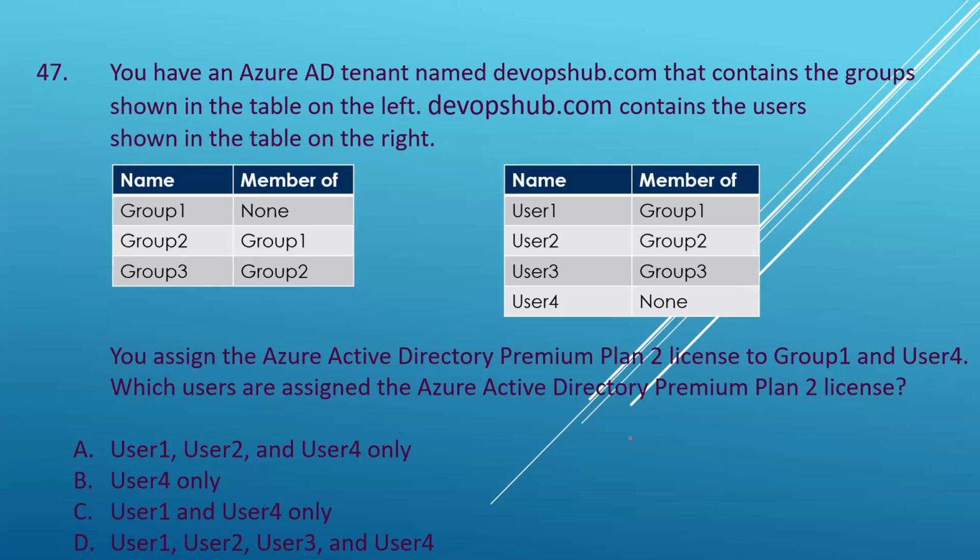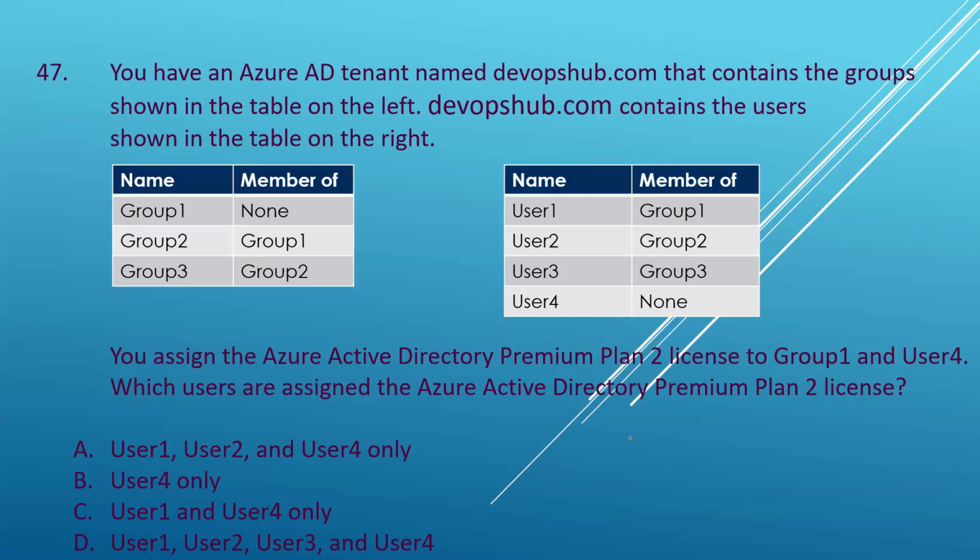Now the condition is you assign the Azure Active Directory Premium P2 license to group 1 and user 4. Which users are assigned the Azure Active Directory Premium P2 license? Now we are talking about Azure AD P2 license here, and the license is directly applied to group 1 and user 4 only. And we need to tell to which all users will it get applied ultimately. Your options are user 1, 2, and 4 only, user 4 only, user 1 and 4 only, user 1, 2, 3, and 4, which is like all users.